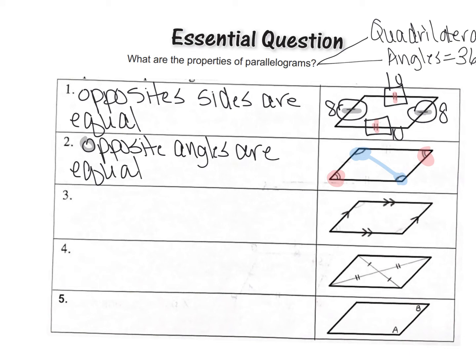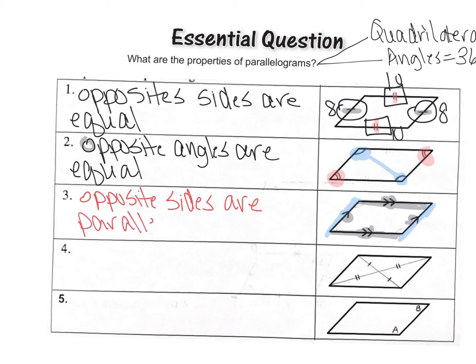Now if we move down to the next one, let's remember what these little triangles mean. Those little triangles said that those lines are parallel to each other, so our top and bottom line are parallel, and our two sides are parallel to each other. So if we were going to put that into words over here on the left, we would say that opposite sides are parallel, hence the name parallelogram. So not only are opposite sides equal to each other, they are also parallel to each other.